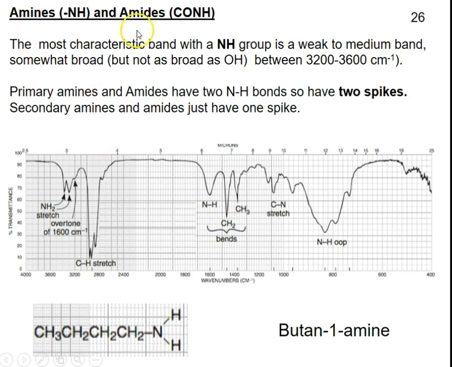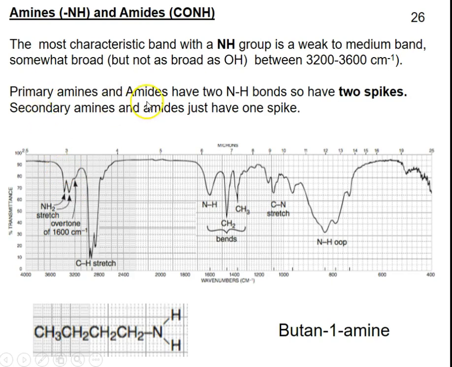Okay, amines and amides both have a nitrogen bonded to hydrogens. So the most characteristic band with an amine is a weak to medium band, so not a very big one. Somewhat broad, but not as broad as a hydroxyl group, around the same region. So you can see up here above the 3000, we've got our distinctive carbon-hydrogen bond here, and then above it, instead of a great big hydroxyl group, we've got these twin peaks.